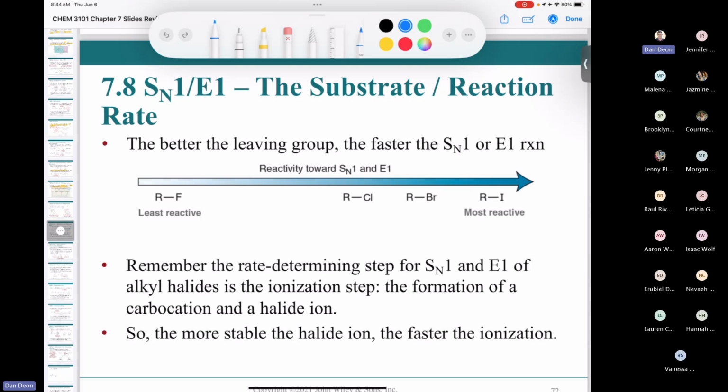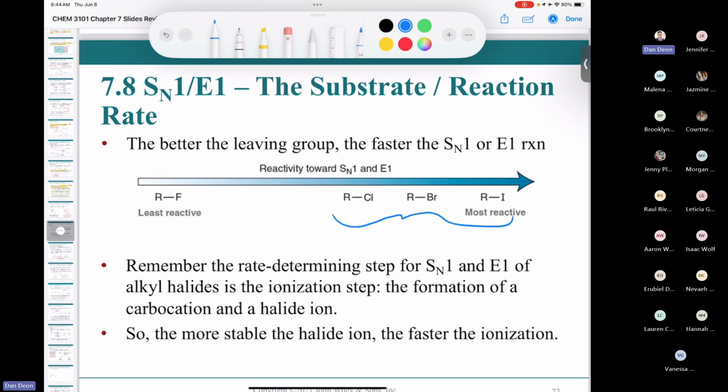If you remember, I think the first slide that I presented in this entire chapter, I said that chloride, bromide, and iodide are good leaving groups, but fluoride is not a good leaving group. The reason why is that iodide, bromide, and chloride are the conjugate bases of strong acids, whereas fluoride isn't. But if you take a look at chloride, bromide, and iodide, it turns out that iodide is actually the best leaving group, bromide is lower, and then chloride is the worst of the good leaving groups. Now why would that be?